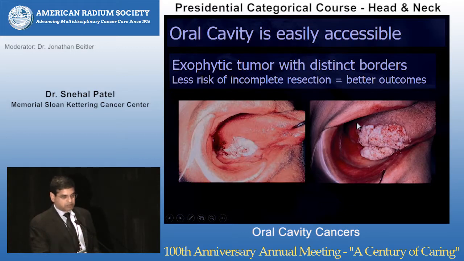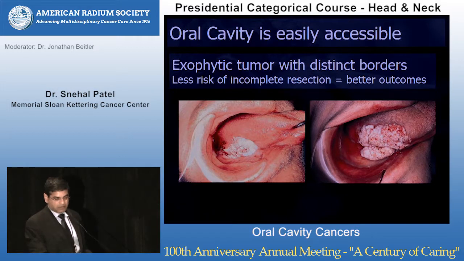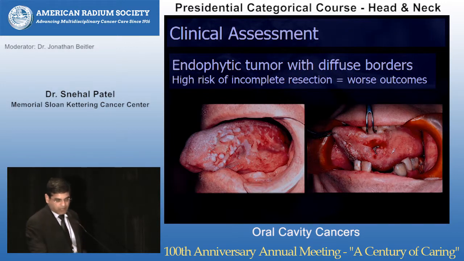So in terms of workup, the oral cavity is perfectly accessible, very easy to examine. The surface extent of the tumor should set you off within the very first few seconds that you see the patient as to what course that patient's going to take and what the outcome's going to be, how your treatment's going to be planned. Exophytic tumors with well-defined borders have a less risk of incomplete resection, and consequently they have better outcomes. If you have a tumor with diffuse borders and it's infiltrating, that's a harder tumor to treat, and you can expect worse outcomes in those patients.